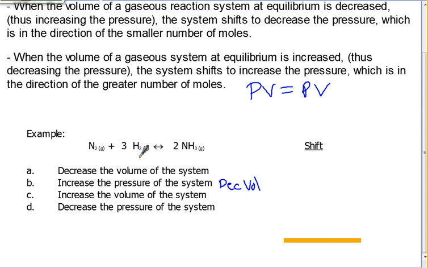On the left side, we have 1 particle and 3 particles for a total of 4 particles. Do you agree? But on the right side, we only have 2 particles. If you made the hallways smaller, who would collide more often? A group of 4 or a group of 2? The group of 4. The large side is impacted more by these changes than the small side.